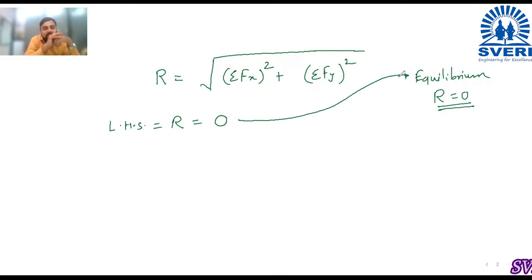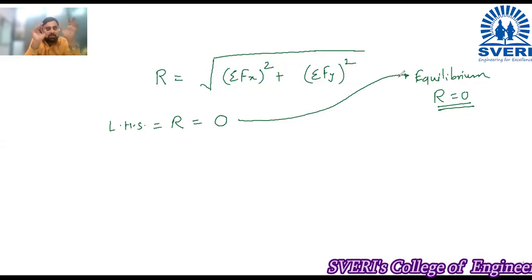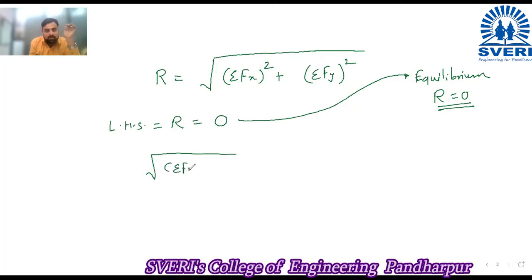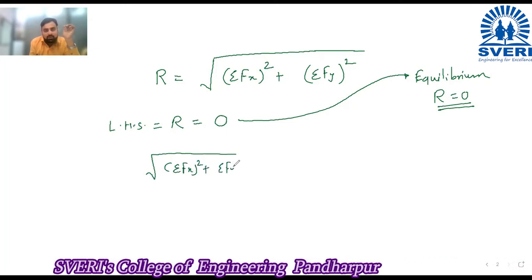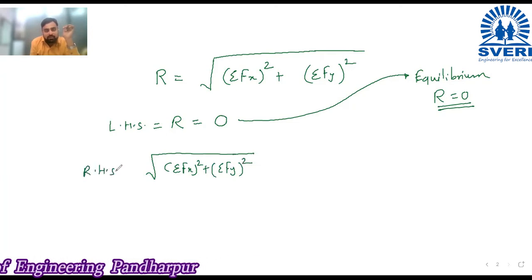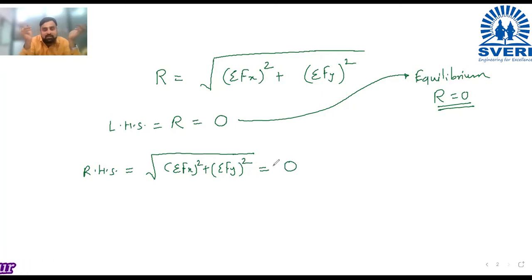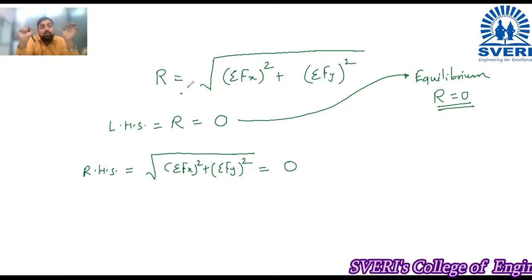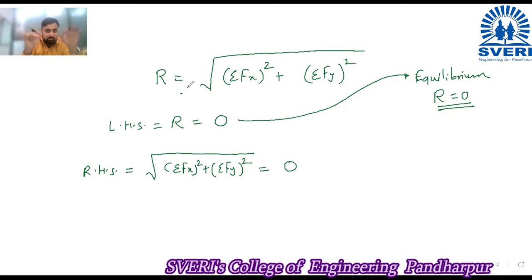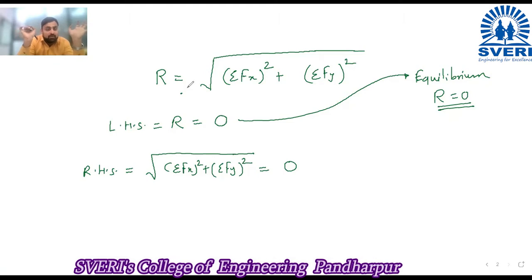Now my right hand side is under root summation fx square plus summation fy square. LHS equal to RHS नेहमी यायला पाहिजे ना. Under root summation fx square plus summation fy square, हे माझं काय आहे? RHS. This is my right hand side of the equation. ही पण 0 यायला पाहिजे का नाही? जर तुमची लेफ्ट हँड साइड 0 असेल तर राइट हँड साइड पण किती असायला पाहिजे? 0. Then and then only you say that this is the equation. You can give the equal to sign. Okay, 8th standard, 9th standard, 10th standard maths, simple mathematics I am telling about.